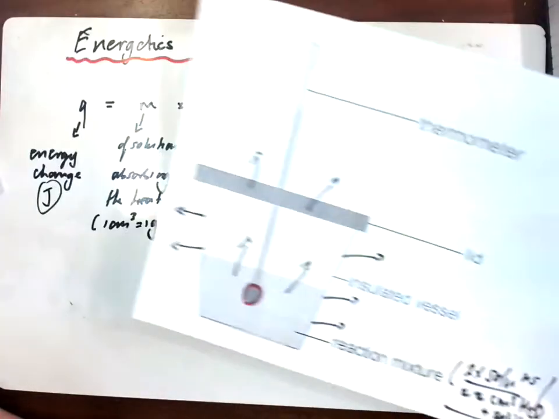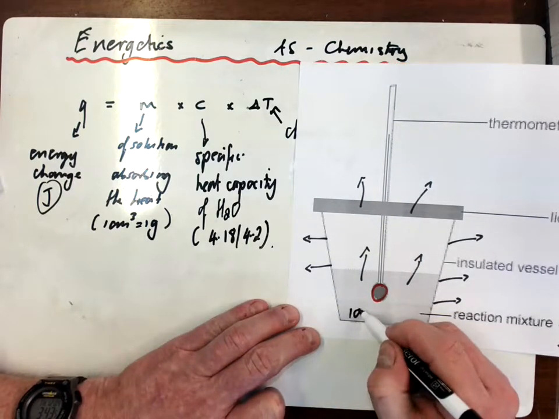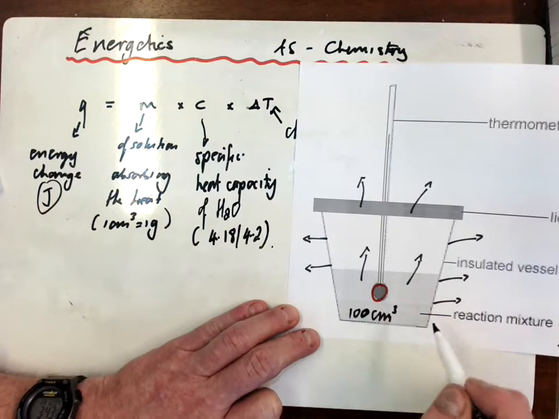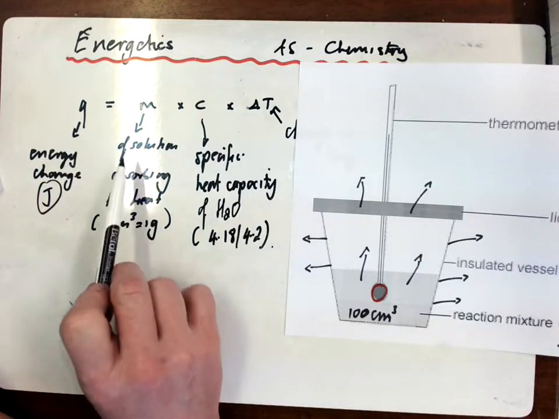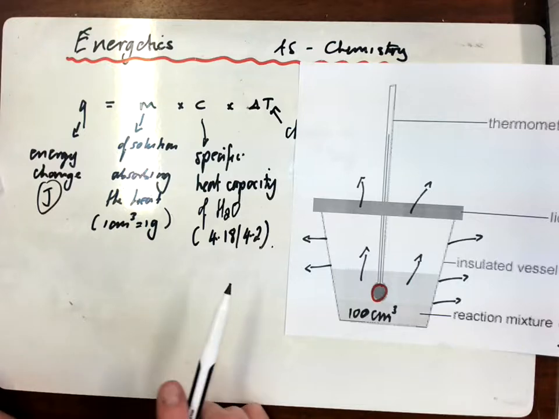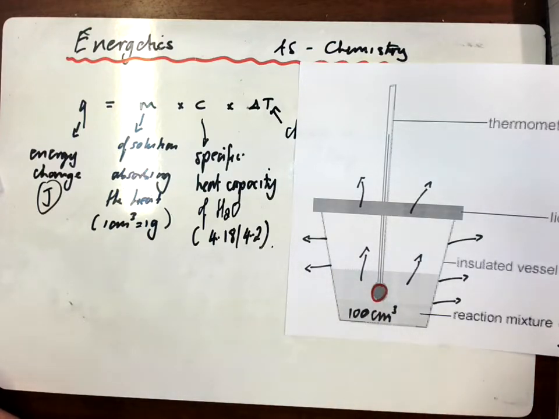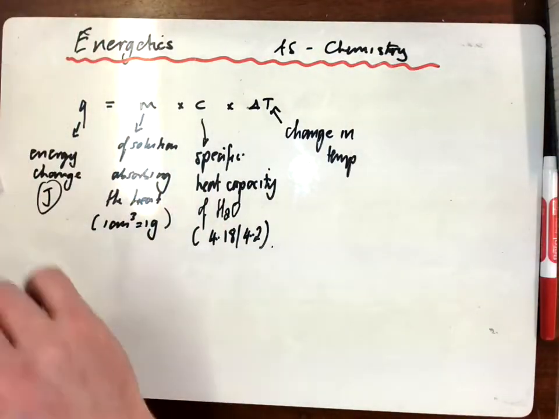So when I talk about the solution that's absorbing the heat, I'm talking about this solution in here, guys. So if that was 100 cubic centimeters, then our M, our mass, because that's 1 gram per cubic centimeter, would be simply 200. Our delta T will be given here, and our specific heat capacity is quoted in the question, usually at 4.18 or 4.2.